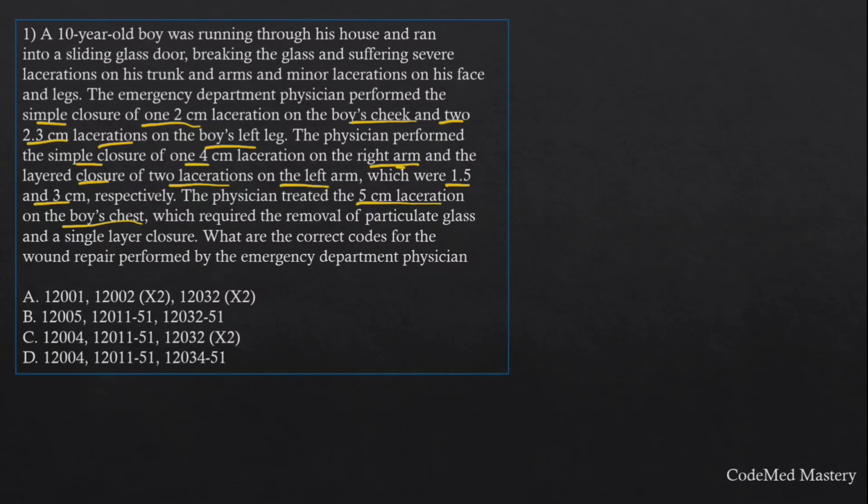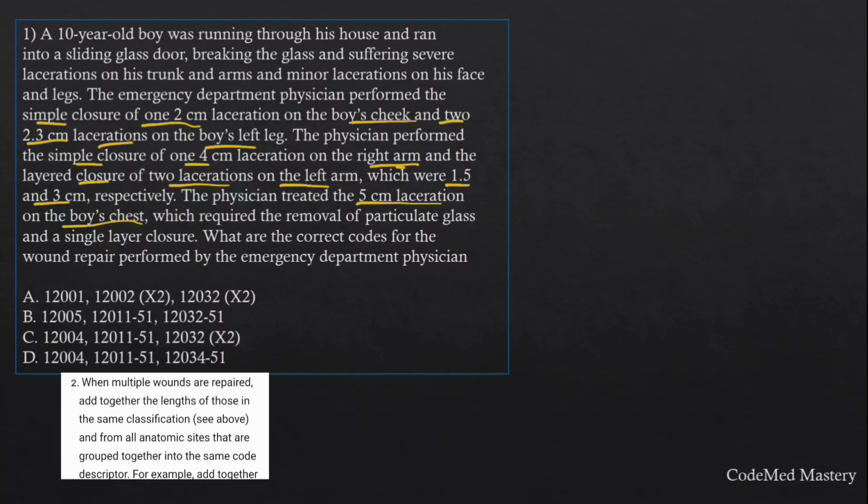So we have to check what kind of repair is done on which anatomical regions. According to CPT coding guidelines, when multiple wounds are repaired, we have to add together the lengths of those in the same classification and from all anatomic sites that are grouped together into the same code descriptor. First, let us calculate the simple repair.